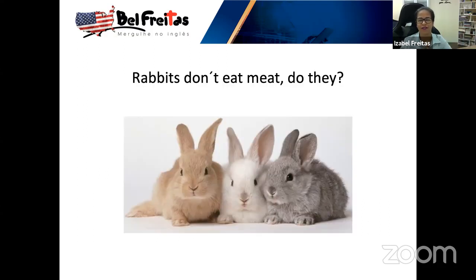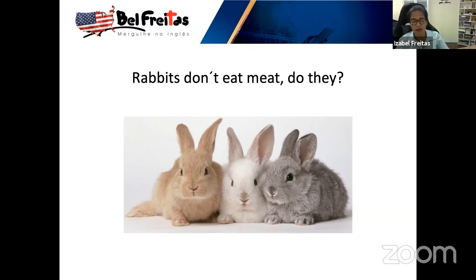Have a look at the rabbits. They're so cute. Oh, sweet rabbits. I love rabbits. I had a rabbit, yeah? Do you have a pet? Put for me in the chat if you have a pet. I know that there are students here who have pets. Great.